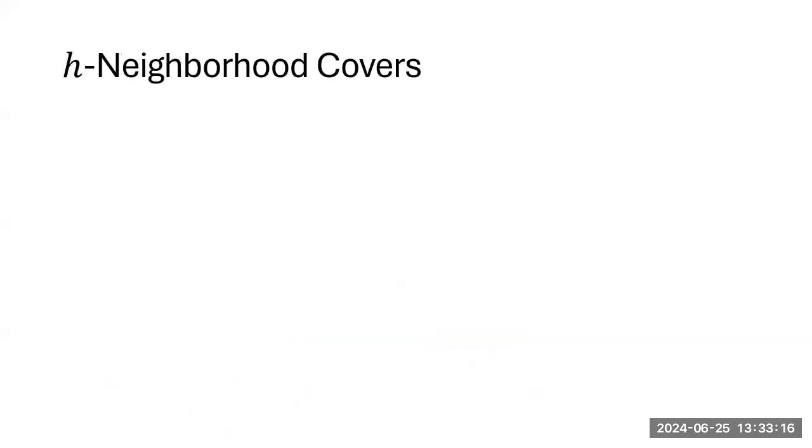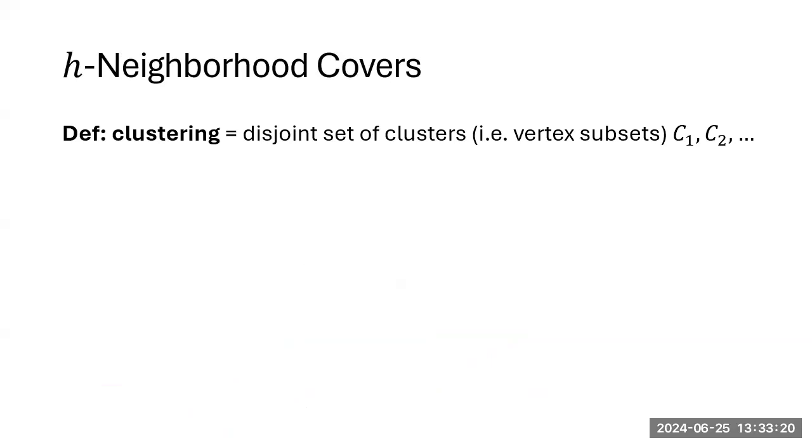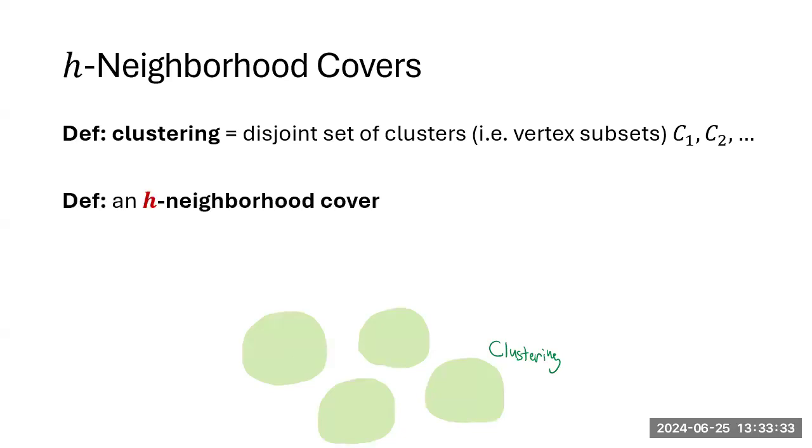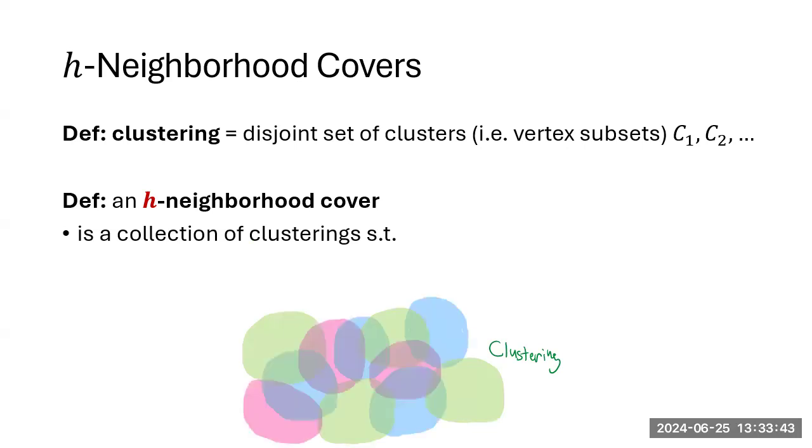Okay. Then edge neighborhood cover. We have seen this, but let's see some picture. So first, clustering. I need to tell you, clustering is just a disjoint set of clusters, or vertex subsets like this, just a bunch of disjoint subsets. And an edge neighborhood cover is just a collection of clusterings. So not just one clustering, but several clusterings on top of each other.